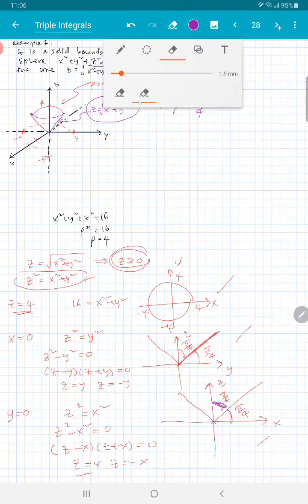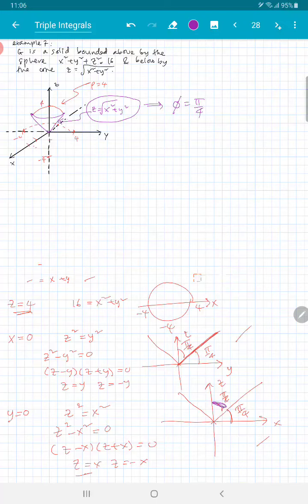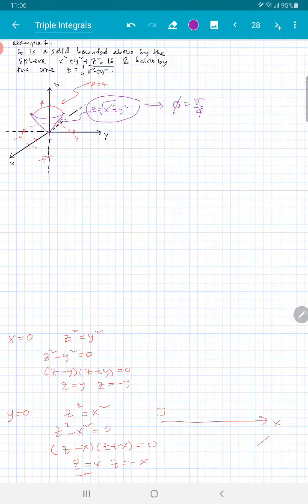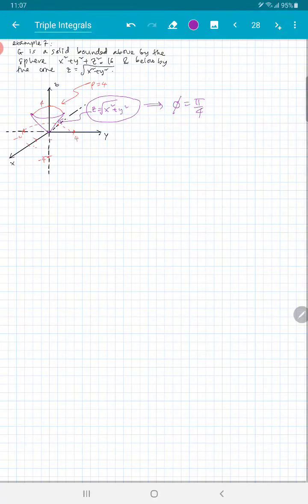Okay, now I want to erase this. Okay, so now we want to find the volume of the solid. So remember, volume is dV integrated over solid G. But since our solid is part of a cone and part of a sphere, we're going to use spherical coordinates.